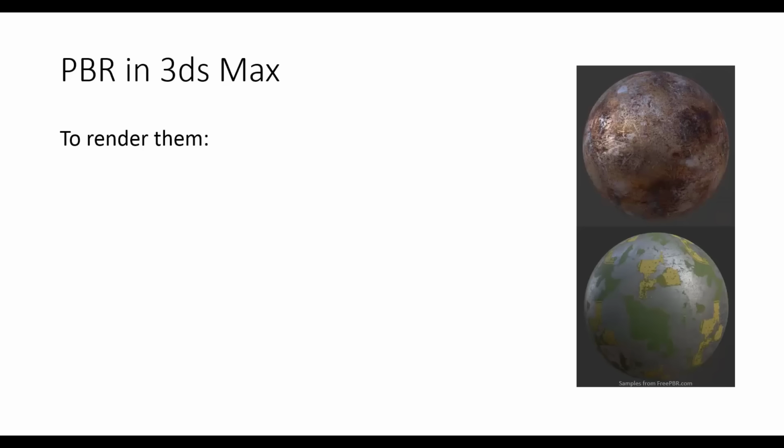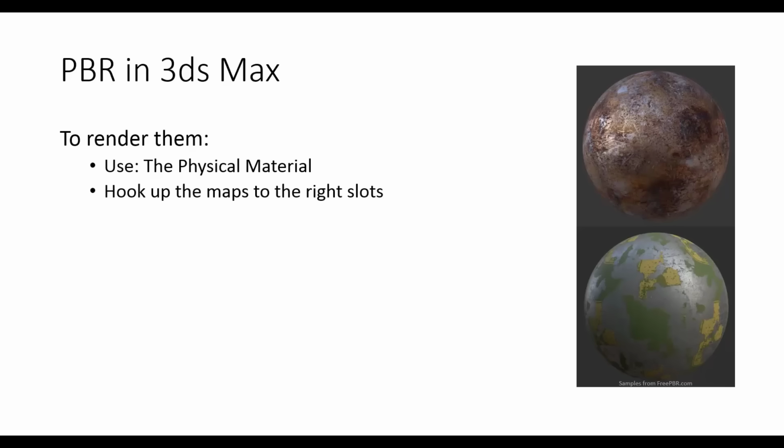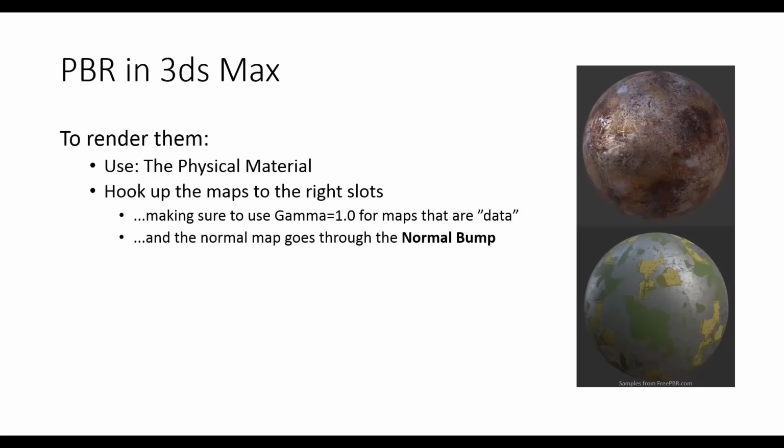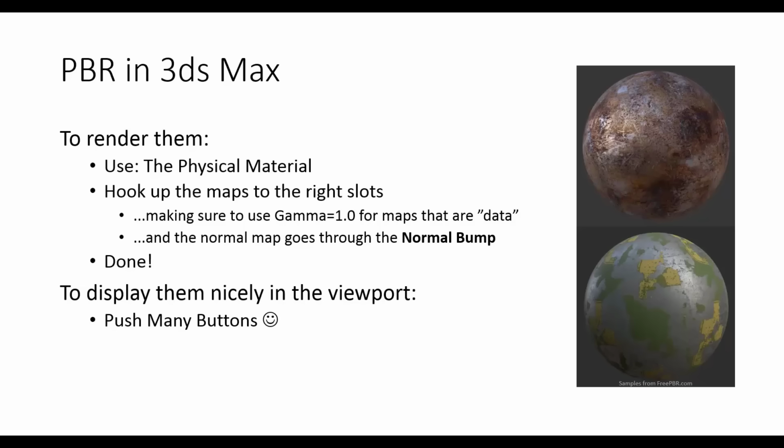So to render these kinds of materials, we simply use a physical material and we connect the right maps to the right slots with some special settings. I'll explain these in a minute, and then we're done. That's as simple as it can get. However, to make them show up really nicely in the viewport, we might need to push a few buttons, and that's what I'm going to show you now.